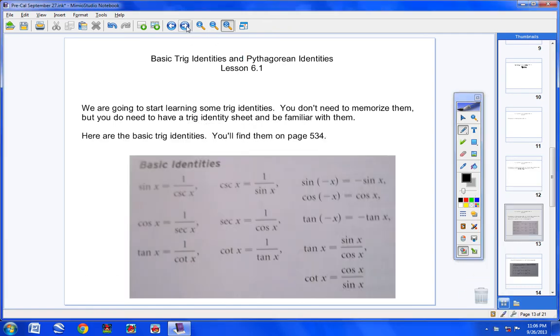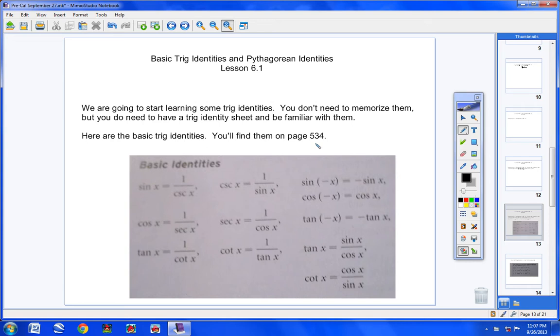Let's go ahead and take a look at our first set of trig identities. Here are the basic trig identities. If you would like to turn in your book, you will find them on page 534. Now for your trig identity sheet, you might want to take your book, photocopy this page somewhere, and then cut out this sheet here and glue it on your paper instead of writing them all. I don't care how you do your trig identity sheet, but be sharp with it, be professional, and have it with you at all times when it comes to your math class.